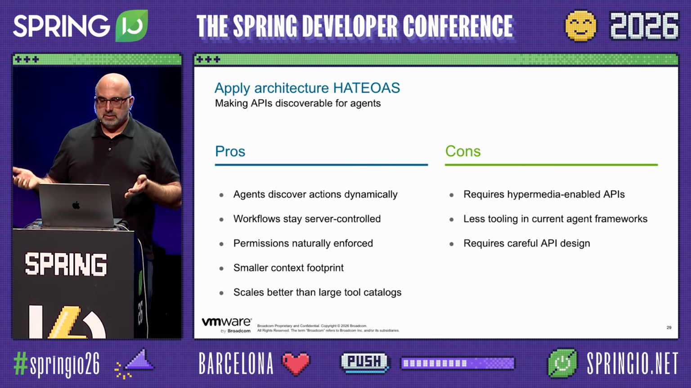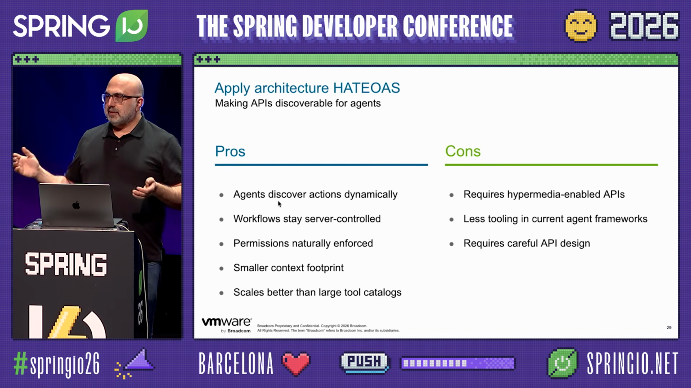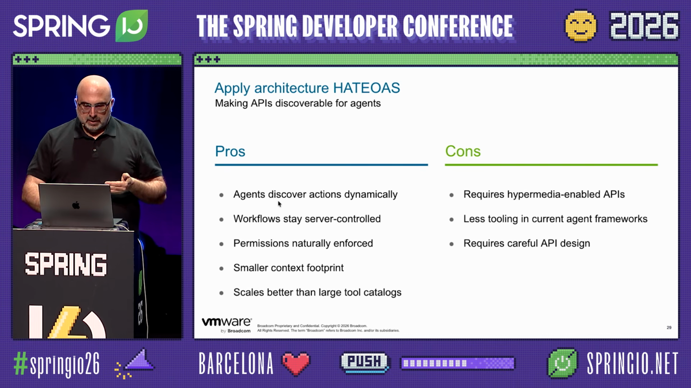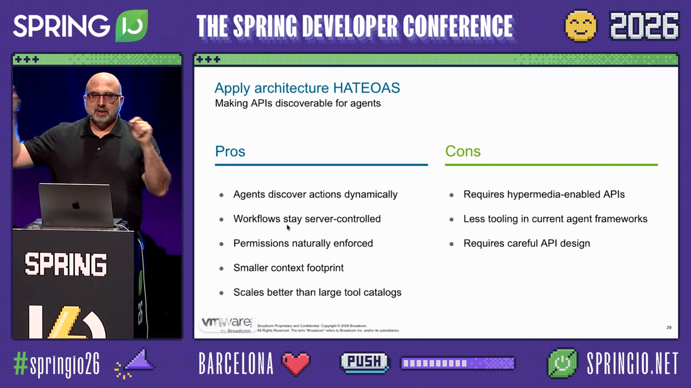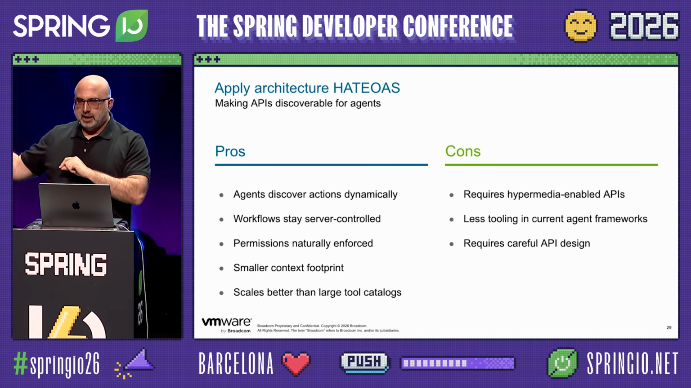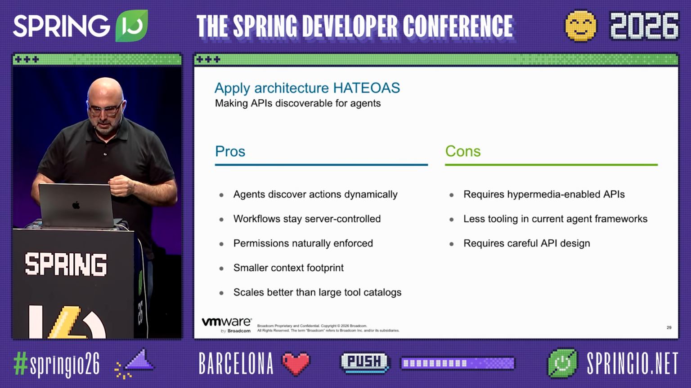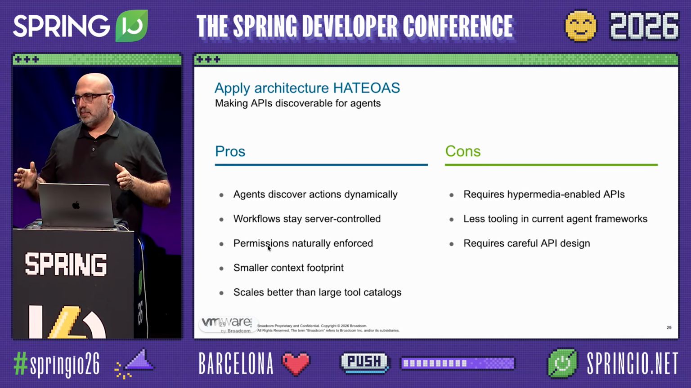So if you do go down the road of building the HATEOAS adapter, the agent can discover what actions are available dynamically. And the workflow stays server controlled. What's the next legal state I move to comes from the server. When you change the HATEOAS API, you change the behavior of the client. The permissions are naturally enforced. This is my favorite thing about this approach.